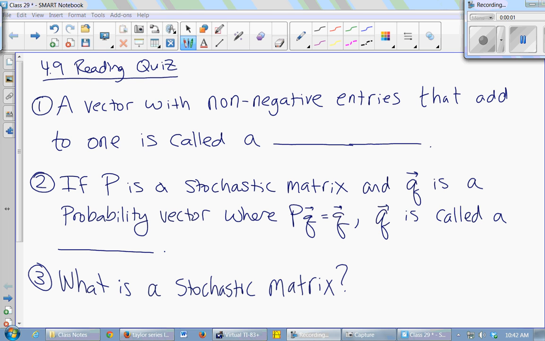A vector with non-negative entries that add to 1 is called a probability vector. Okay, and if P is a stochastic matrix and Q is a probability vector, where PQ equals Q, Q is called a steady state vector. No, that is not enough.